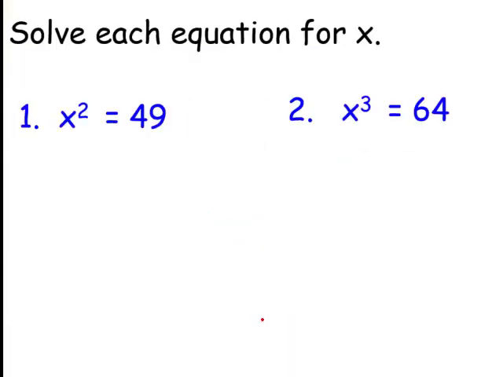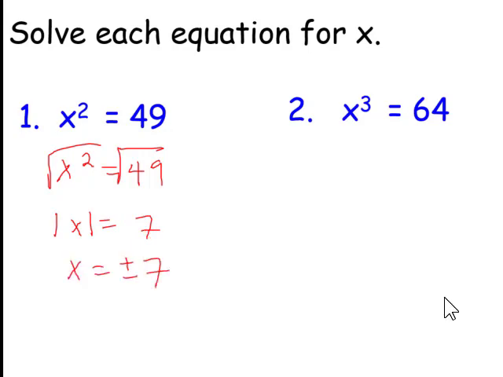Solve each equation for x. Take the square root of both sides. So we will take the square root of the left side and the right side. On the left side, we'll be left with the absolute value of x is equal to 7 on the right side. When we're trying to solve this particular problem, you have to think of what numbers are 7 units away from 0. In this case, positive 7 is 7 units away from 0, as well as negative 7.